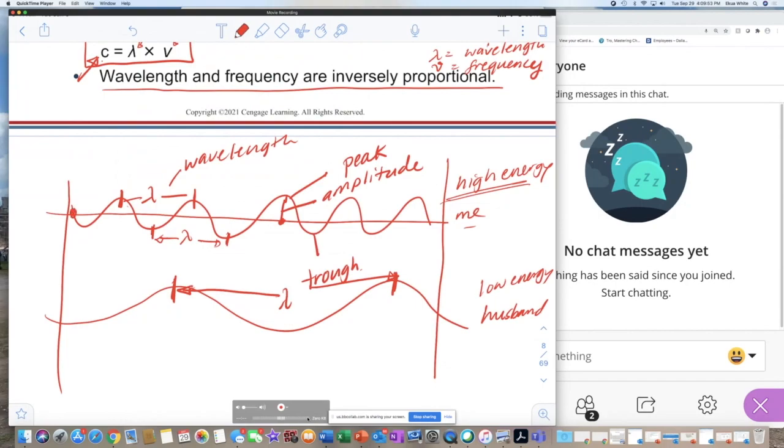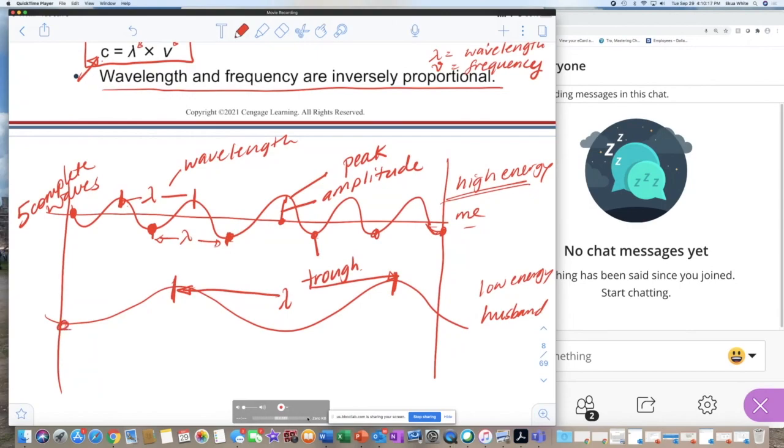I'll start from this side here, from here to here. This is one complete wave, second complete wave, third complete wave, fourth complete wave, and let's do it like this, fifth complete wave. So in my top waves, I have five complete waves. Okay, that will be my frequency.